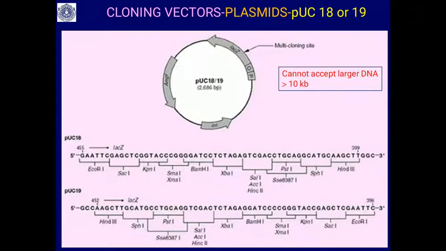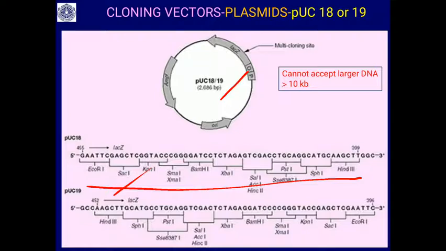So this is what you can see here. The multiple cloning site has restriction sites for many enzymes, EcoRI, SacI, all these you can see. So this MCS is almost similar to that of pBR322.